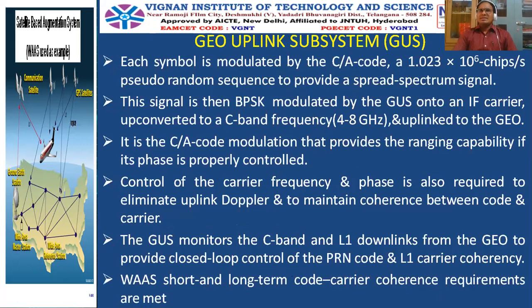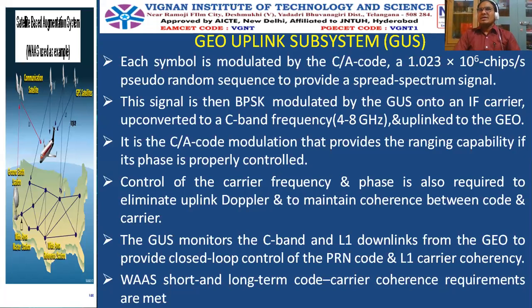Of course, the symbol is using a C/A code with 1.023 times 10 to the power of 6 chips per second, a pseudo-random noise sequence, to provide a spread spectrum signal. And it is using the C-band frequency, that is 4 to 8 gigahertz, and uplinks it to the geo satellite. And the C/A code modulation will provide the ranging capability if its phase is properly controlled. Of course, all these things we have studied yesterday. And control of the carrier frequency and phase is also required to eliminate the uplink Doppler.